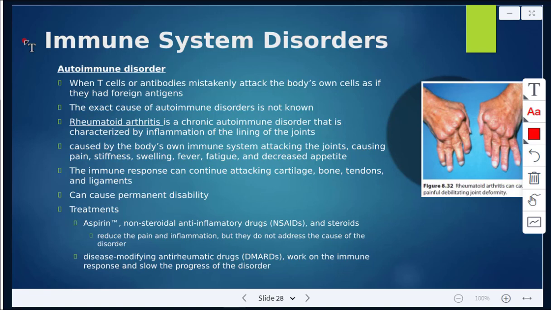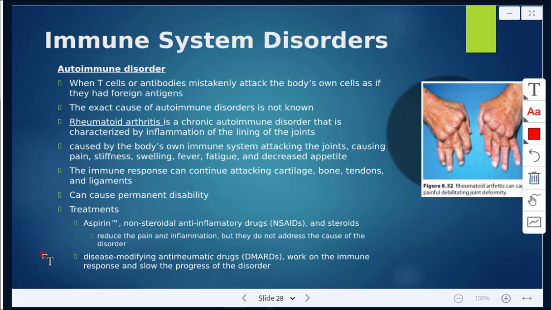The immune response can continue attacking cartilage, bone, tendons, and ligaments, and it can cause permanent disability. The treatment for this is, for example, aspirin, non-steroidal anti-inflammatory drugs or NSAIDs, and steroids. It basically reduces the pain and inflammation. They're not actually addressing the cause of the disorder.